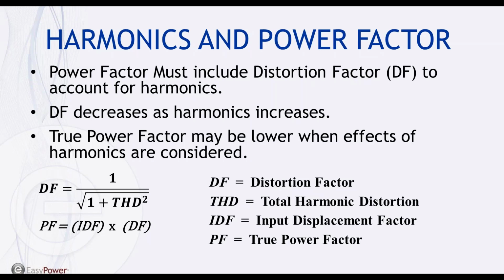So power factor must include the distortion factor to account for harmonics. Here we can see how the distortion factor is determined. The distortion factor decreases as harmonics increase. True power factor may be lower when the effects of harmonics are considered.